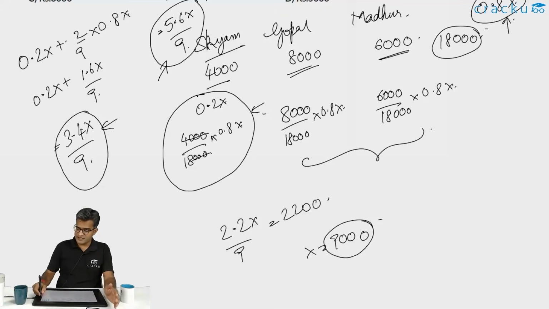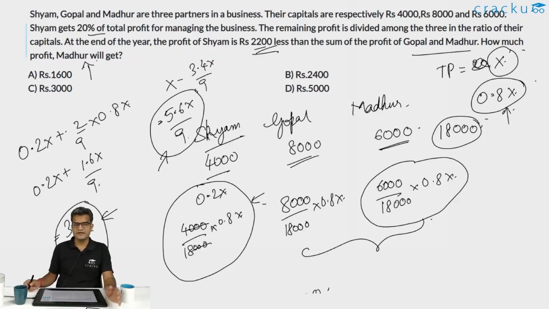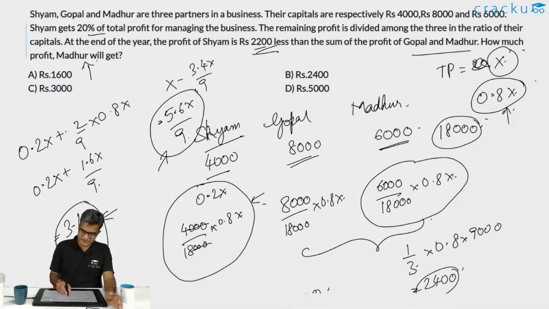We are asked to calculate the total amount of money that Mathur will get. The total amount of money Mathur will get is 6,000 by 18,000 into 0.8x. 6,000 by 18,000 is 1 by 3, into 0.8 into 9,000. This is equal to 2,400. So the answer for this question is option B.